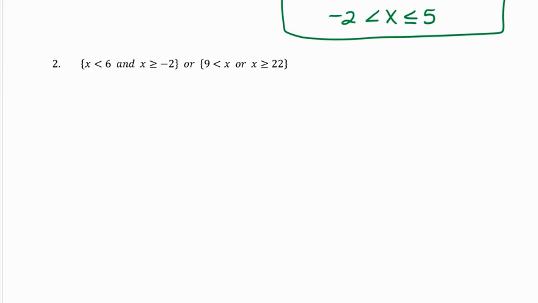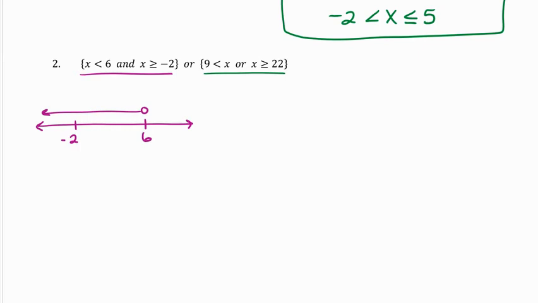Okay, so this last one, if you tried it on your own, now you're watching, right? Again, we've got two pieces in the brackets. So we've got this one that's an and, then we've got that one that's an or. So I'm going to start by doing those two pieces separately. Okay, so the first one, there's -2 and a 6. And I want to go x is less than 6, so open circle to the left. And x is greater than or equal to -2. So that'd be a closed circle, shaded to the right.